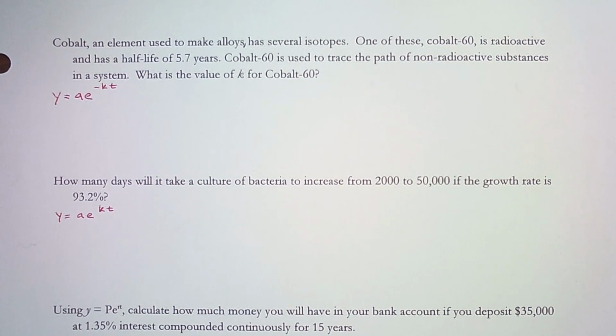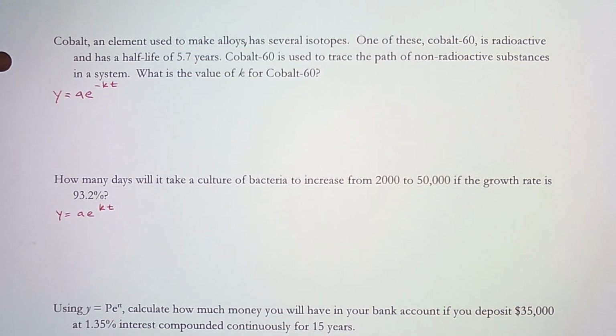Cobalt, an element used to make alloys, has several isotopes. One of these, cobalt-60, is radioactive and has a half-life of 5.7 years. Cobalt-60 is used to trace the path of non-radioactive substances in a system. What is the value of K for cobalt-60? K is the growth or decay constant. In this case, we're talking about a half-life, and that is decay.